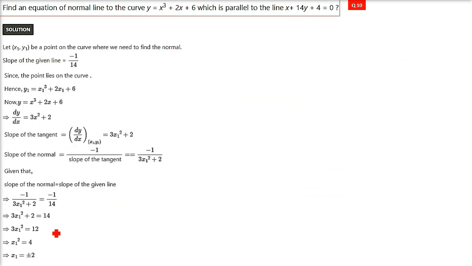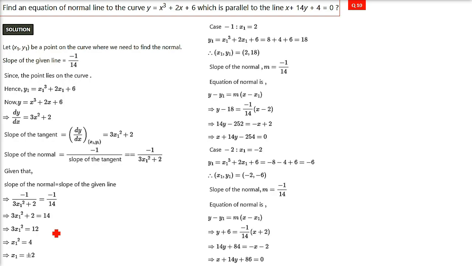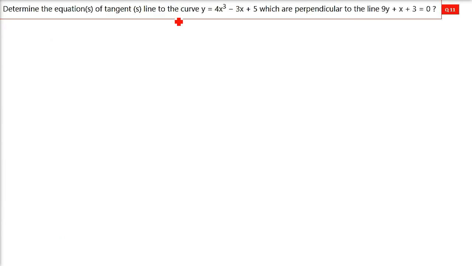Let me show you the reference here, so that those who are trying to solve by themselves can have a look. Find the equation of the tangents to the curve. This is a curve, so there can be more than one tangent, which is why it says tangents, which are perpendicular to this line. So we'll find the slope of this line: 9y equals -x minus 3. Y is equal to -1 by 9 x minus 3 by 9, which is 1 by 3.